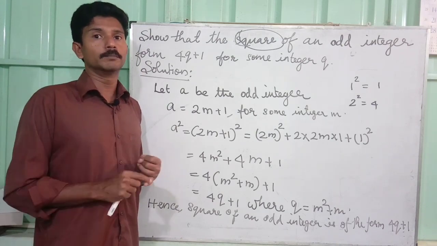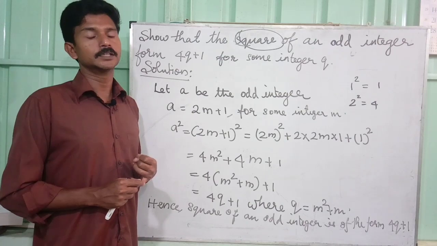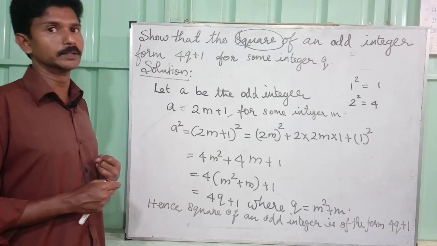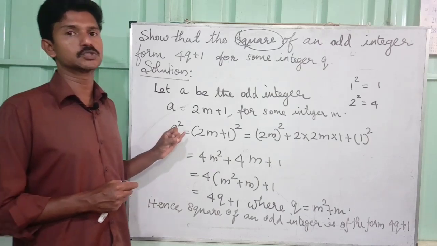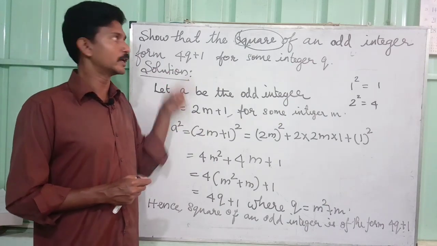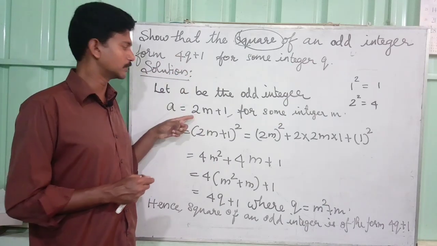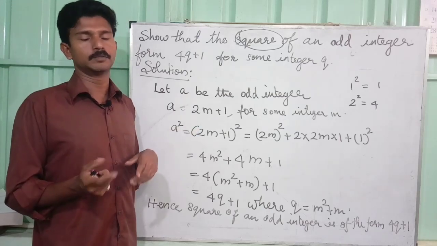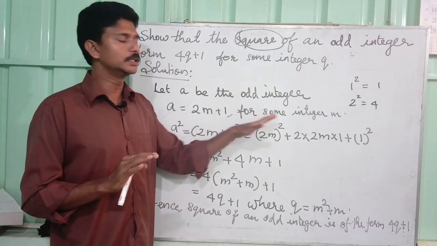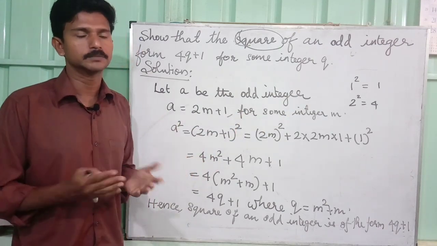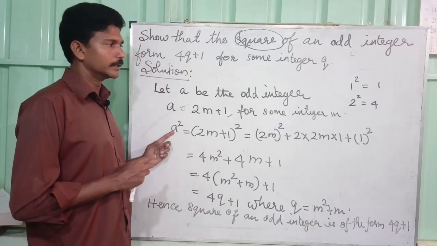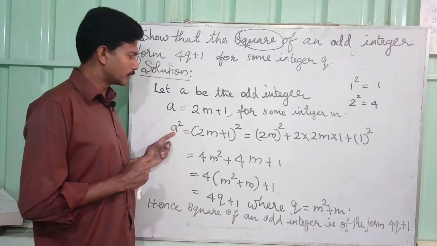What is the format of an even integer? It is 2m, isn't it? So what is the form of an odd integer? 2m plus 1 or 2q plus 1. Here we are taking 2m plus 1. We are not taking the same alphabet, because the square should be brought to q. That is why we take another alphabet m. Don't be confused with that. So m is some integer. Then we are squaring it.